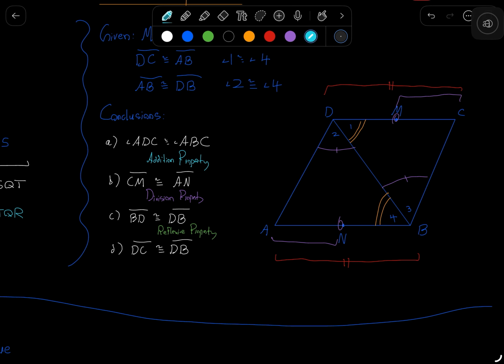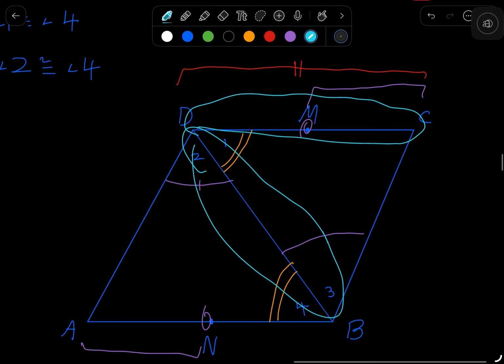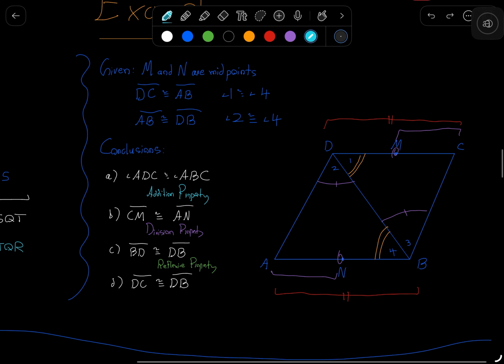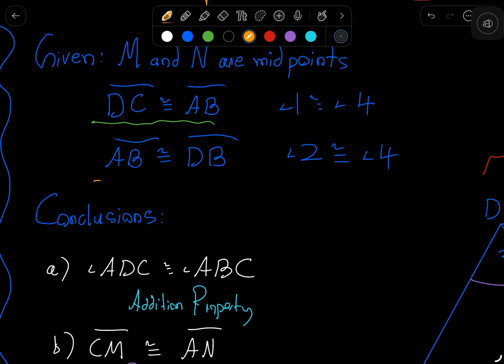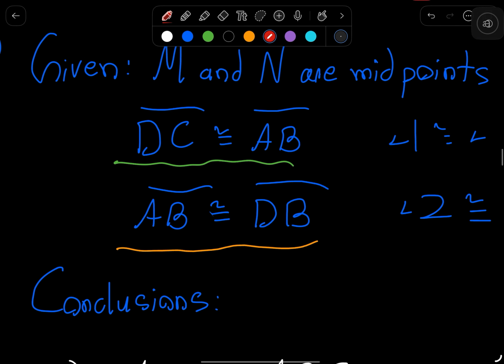And finally, let's look at part D. You have DC is congruent to DB, right? That might not seem obvious as to how to prove in the problem, but let's look at what we're given. We're given that DC is congruent to AB, and we're given that AB is congruent to DB. What you'll realize is there's actually an overlap. Watch, look at this. Both of them are congruent to AB.